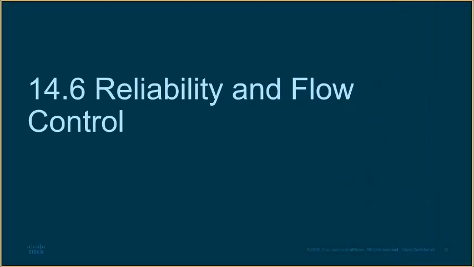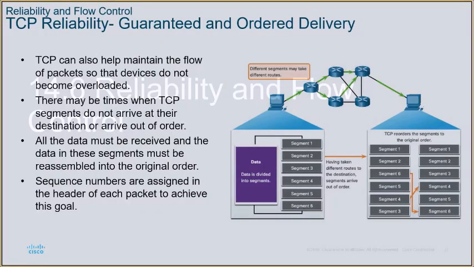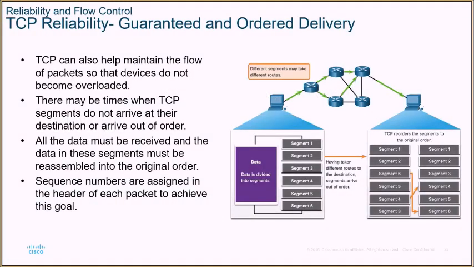Okay, reliability and flow control. So TCP can also help maintain the flow of packets so that devices do not become overloaded. There may be times when TCP segments do not arrive at their destination or arrive out of order. All the data must be received, and data in these segments must be reassembled into the original order. Sequence numbers are assigned in the header of each packet to achieve this goal. Pretty much already spoken about that.